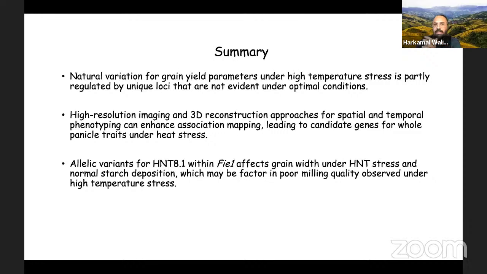The second takeaway is that the 3D imaging, while very laborious, may provide mechanistic and genetic insights that are not going to be forthcoming if we were just working with mature trait phenotypes. Of course, there is a good solid argument to be made that if you don't see it in the end, and there is a counter argument for that. If you don't see it as a terminal phenotype, which is seed size or grain weight or something, then does it matter? And then of course the allelic variants within 5.1 impact both the grain width under HNT stress and normal starch deposition.